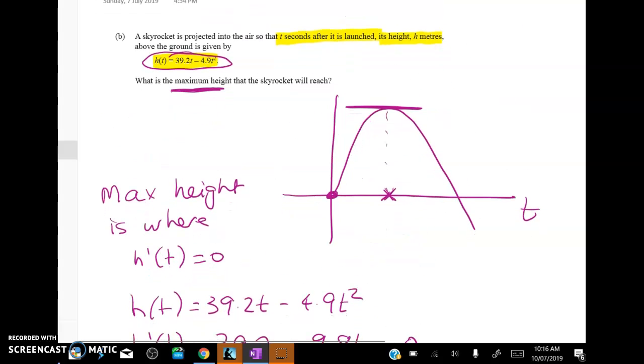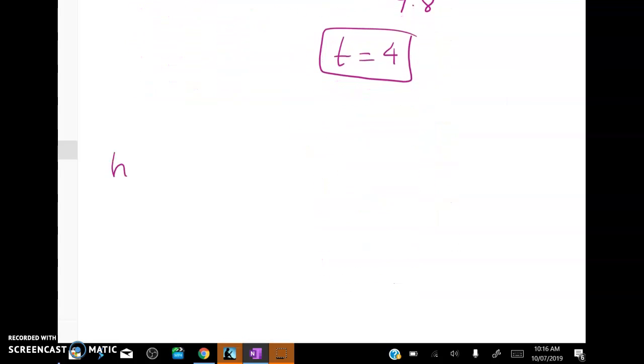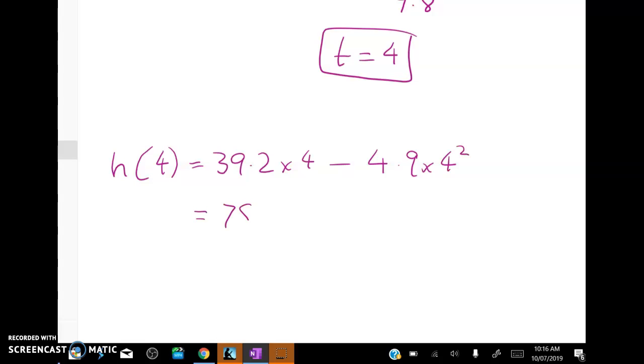But that's not the end of the question, because we were asked to find what that maximum height is. So we're going to take t equals 4 and substitute it back into h. So h of 4 is equal to 39.2 times 4 minus 4.9 times 4 squared. And that equals 78.4 meters.